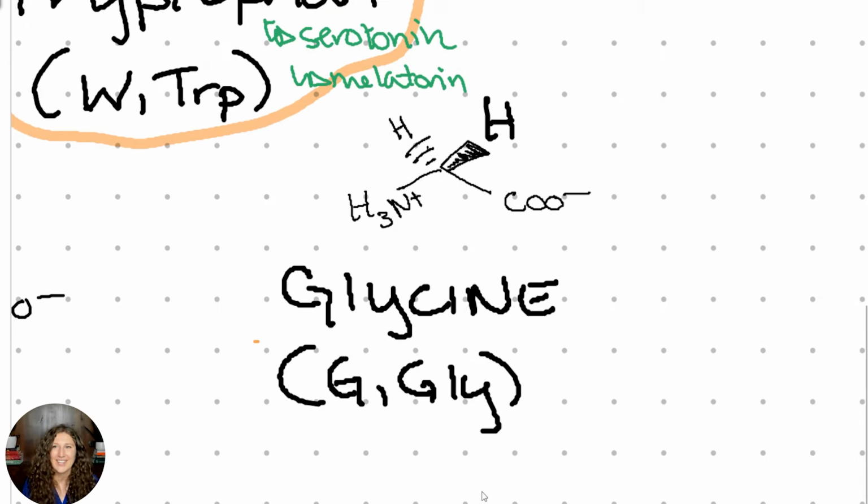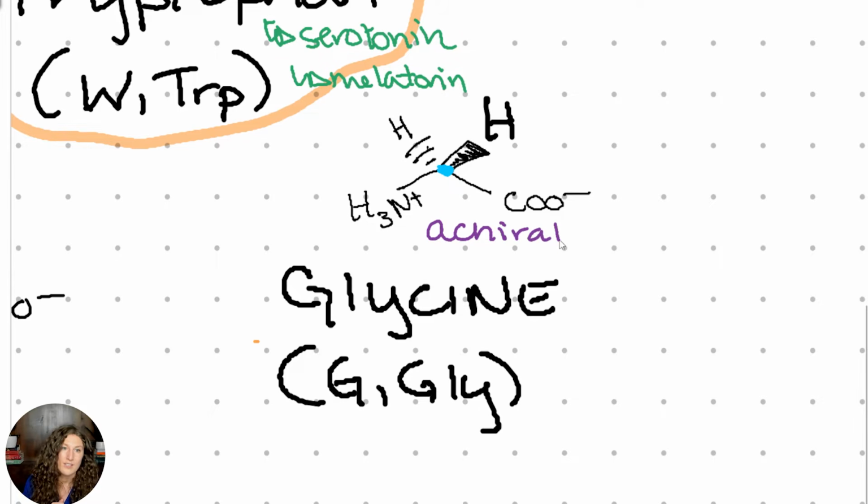Let's go ahead and talk about glycine. Glycine is our smallest amino acid because it's got just a hydrogen as its R group, which means it's going to be unique in several ways. The first being that it does not have a chiral center. The central carbon here is surrounded by 2 hydrogens, and in order to be chiral, we need to have 4 unique substituents. So from an organic chemistry perspective, glycine is achiral.